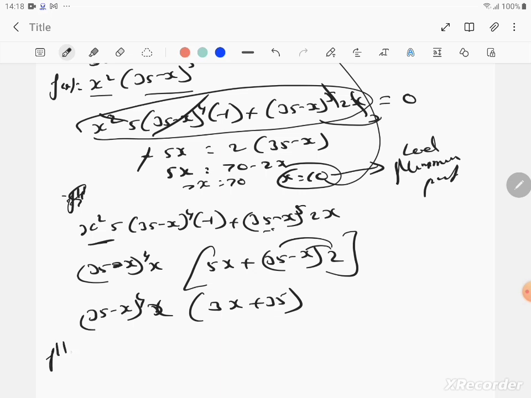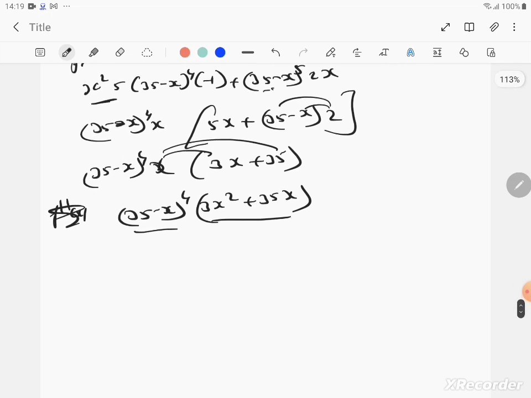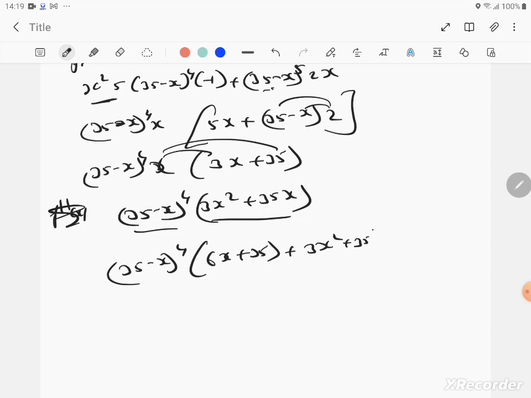So in f double dash of x, before which I should put this x in, because I know only u and v differentiation, u into v, product rule. (35 minus x) the whole to the power 4 into 3x square plus 35x has to be done as u and v. The first one stays as it is, the second one differentiated is 6x plus 35, plus the second one written as it is, and the first one differentiated, which is 4 into (35 minus x) the whole to the power 3 into minus 1.